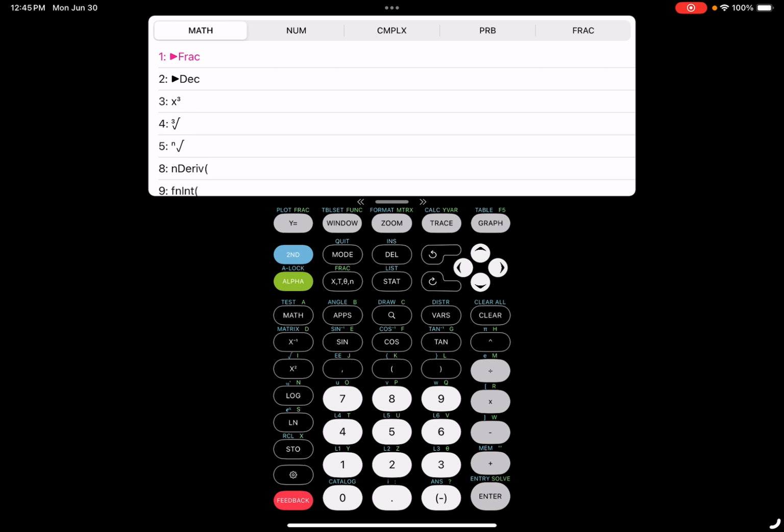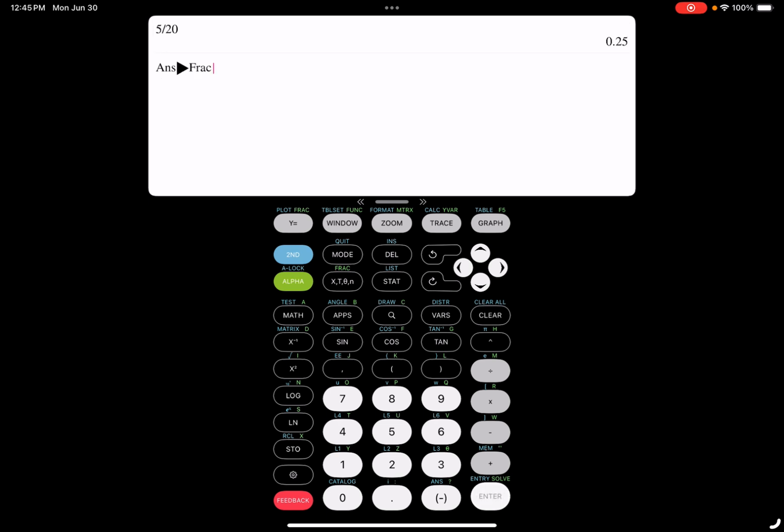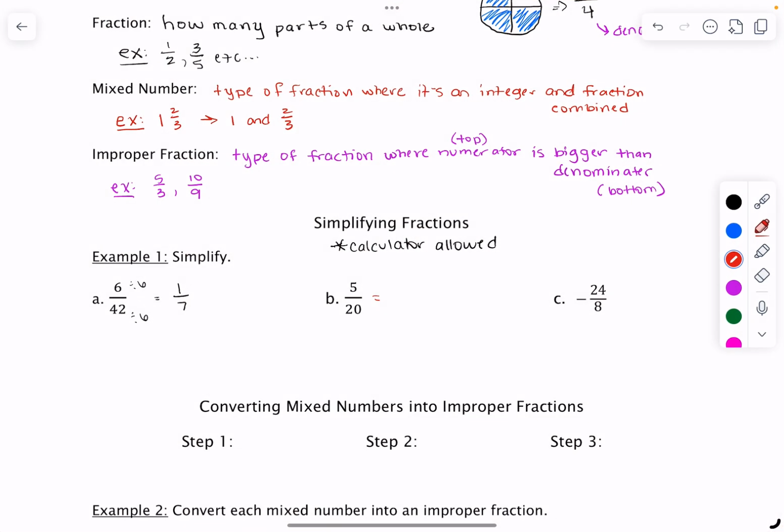And you see at the top, you've got fraction. You're going to hit enter. You're going to see that this says answer turn into fraction. Hit enter one more time, and your calculator is going to pop up whatever the fraction is. In this case, it's 1/4. So when I say 5 over 20, I can rewrite that as 1 over 4.